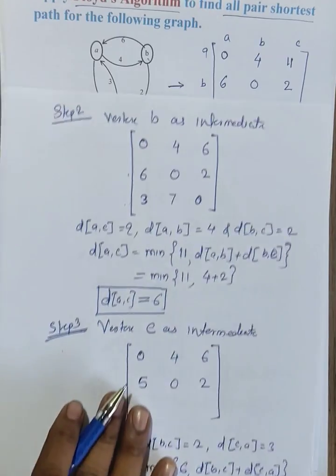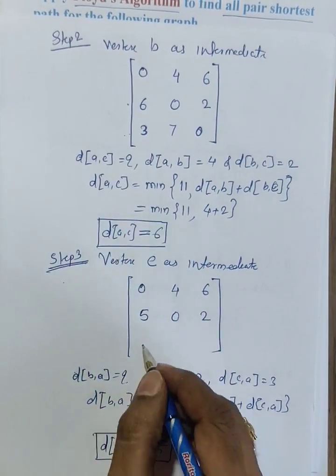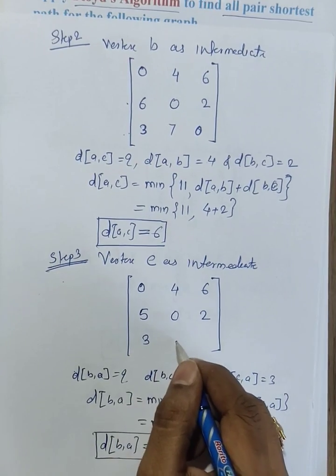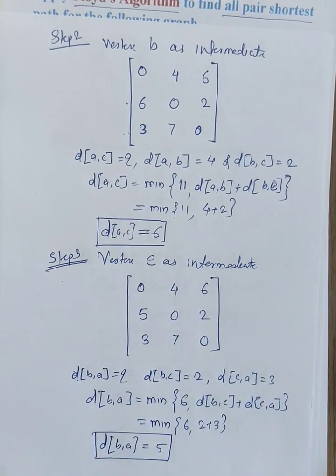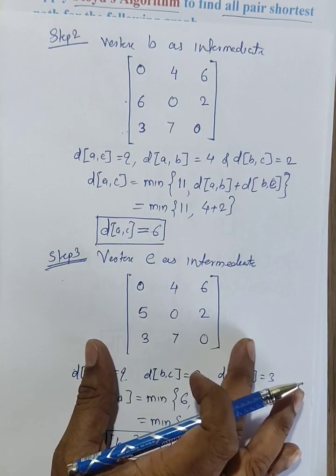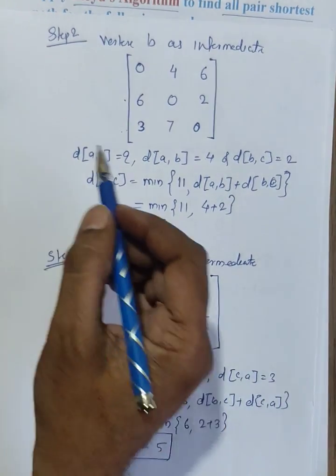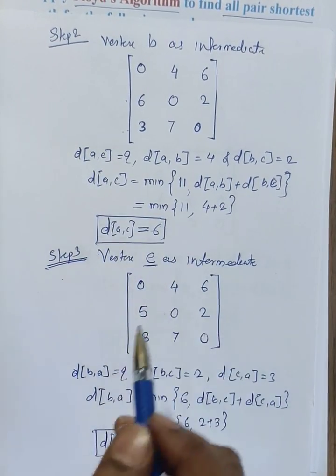Next, C itself as an intermediate. C itself as an intermediate means this row will get same values 3, 7, 0. This is called all pair shortest path. Last step means total number of vertices is 3. Means this example you can solve up to 3.